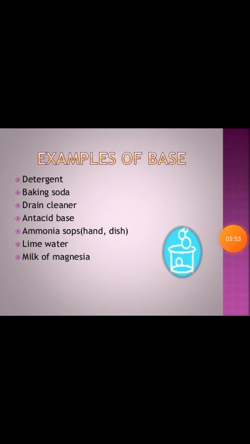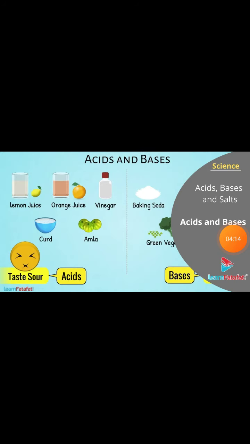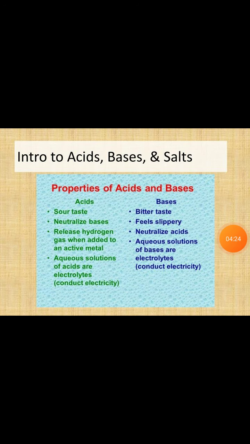These are examples of bases, children: detergent, baking soda, drain cleaner, antacid, ammonia, and soaps, which are used in hand washing and dishwashers, and also lime water and milk of magnesia. These are the examples of acids and bases, children. You have already seen them in your surroundings.